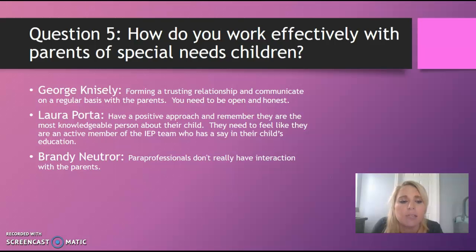Laura mentioned always keeping that positive approach, and making sure that the parent feels like an active member of their child's education, making sure that they feel invited and welcome to come to any IEP meetings to make changes to see that their child does grow.